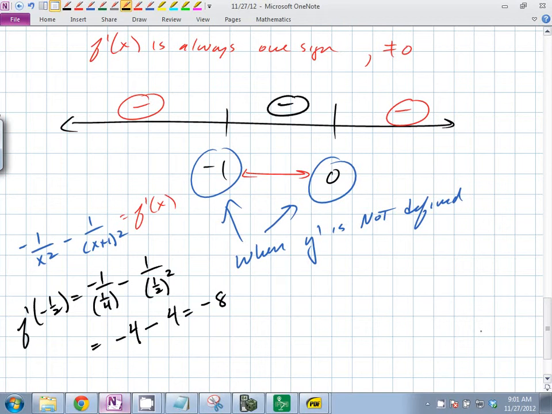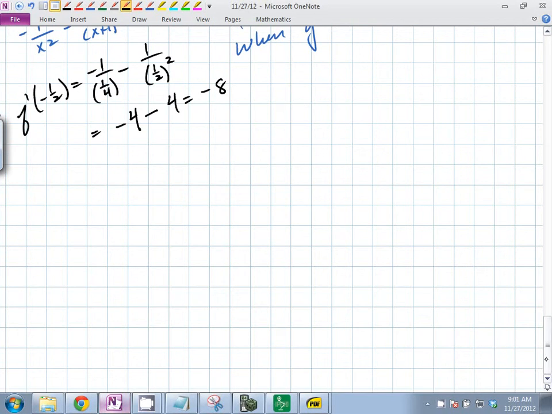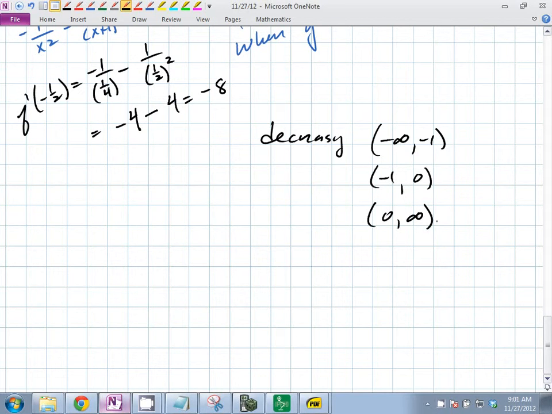So we found out, where is it decreasing? It's decreasing from negative infinity all the way to negative 1. Where else? Negative 1 to 0, and where else? 0 to infinity. Why can't we just say decreasing everywhere? Because it's not defined on those two values, right? It's not defined on the vertical asymptotes. Okay. So we've done where it's increasing and decreasing. What's the next thing we have to figure out? Concavity.